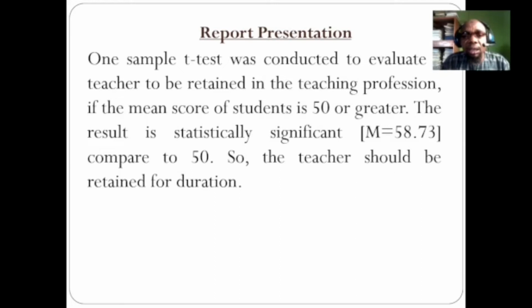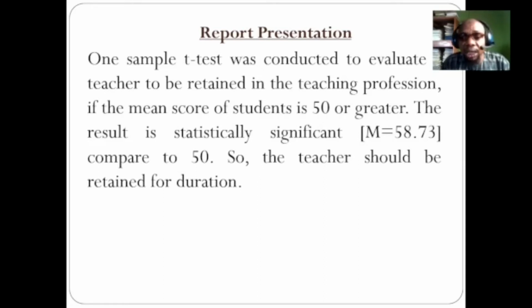It is very important: report presentation. So we can continue in this form: a one sample t-test was conducted to evaluate whether the teacher should be retained in the teaching profession if the mean score of the students is 50 or greater. The result is statistically significant. That's why we have a mean of 58.7333, compared to the 50 that's already there. So the teacher should be retained for education and for the duration.